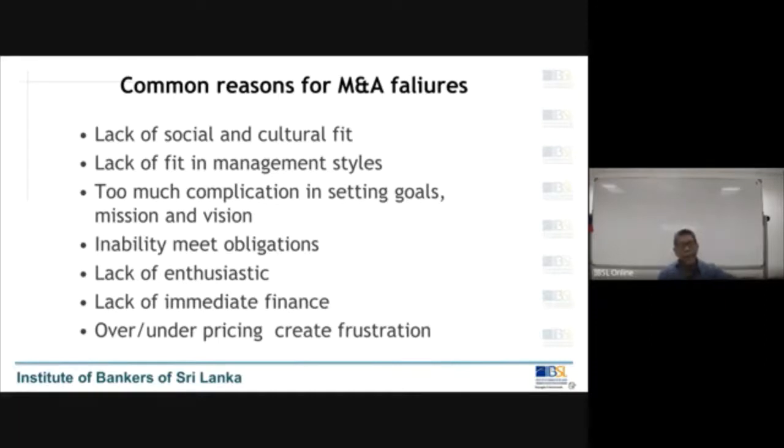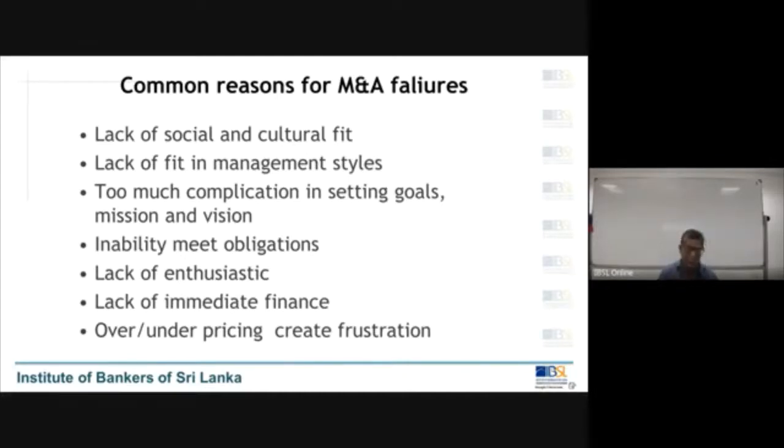Second, we may lack a fit in management style. Now, in a government sector organization, we call them sir, right, boss. We have a very bureaucratic structure and a distant decision-making process. But some private organizations are totally the other way. They call their boss by their first name, very close, and they get involved in decision making. So two styles: two organizations may not fit, not only in culture but also in management style.